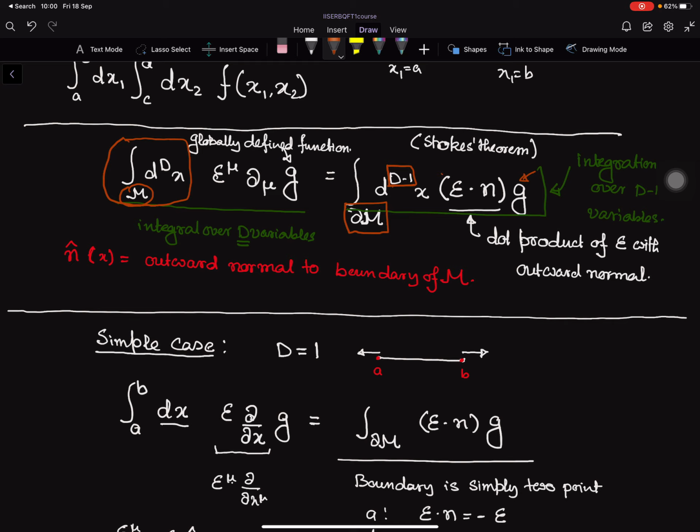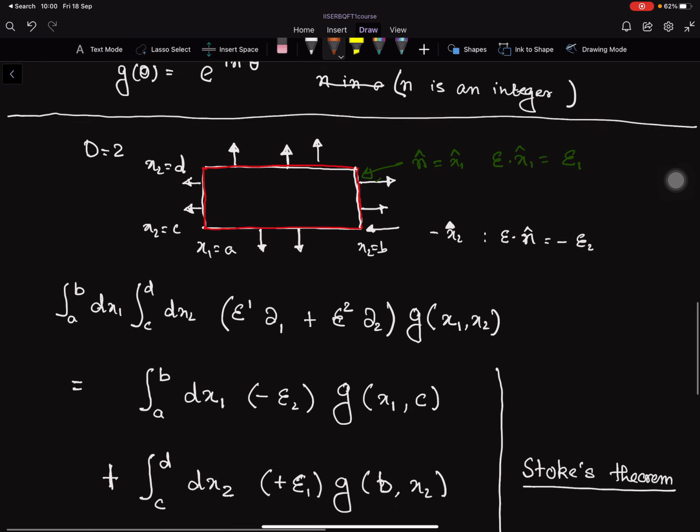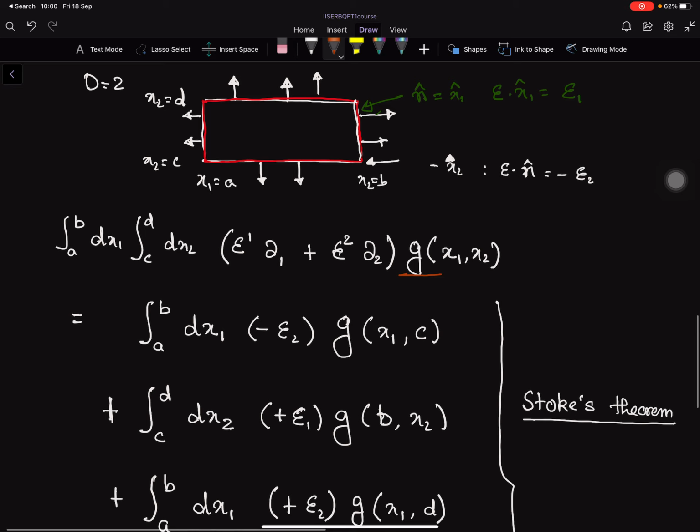On top of that, you have to add this extra factor, which is extremely important. This extra factor is simply the dot product of epsilon, the vector that appears on the left hand side, times the normal vector. So n was the normal vector. Okay, so this is Stokes' theorem. I would encourage you to do a few examples by yourself to understand this. For example, you can consider this case and some particular value of g, and you can do it.